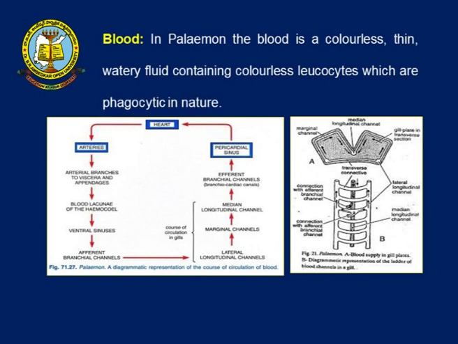Why? Because they have the hemolymph, that watery fluid containing colorless leukocytes which are phagocytic in nature, and hence they make the hemolymph, that is called the colorless blood that is present in the arthropods.